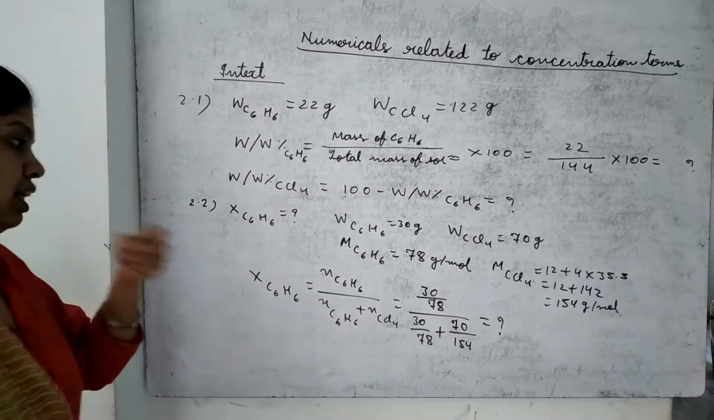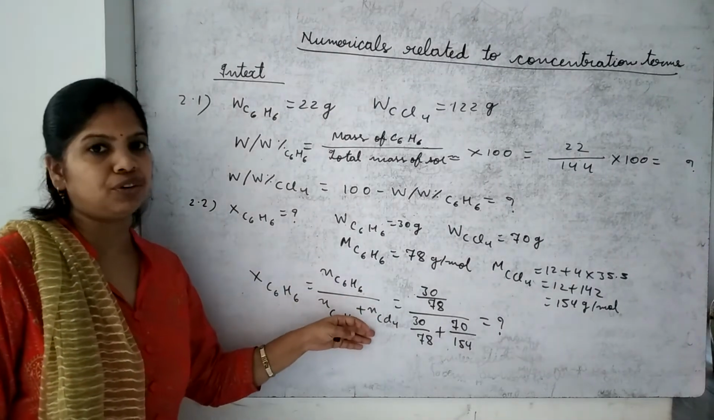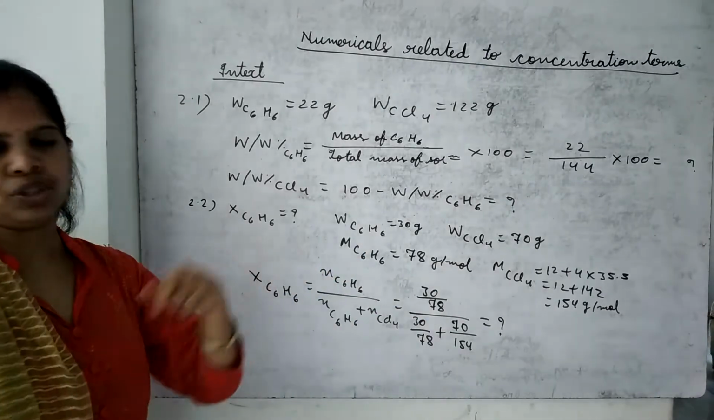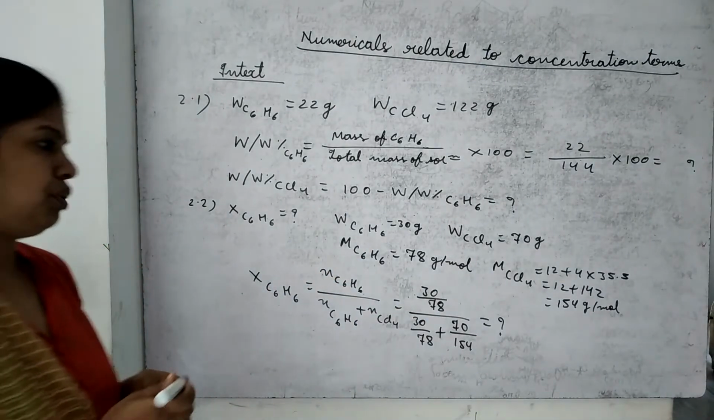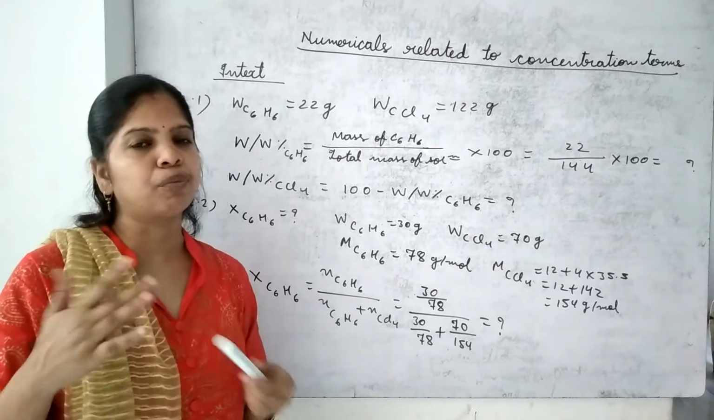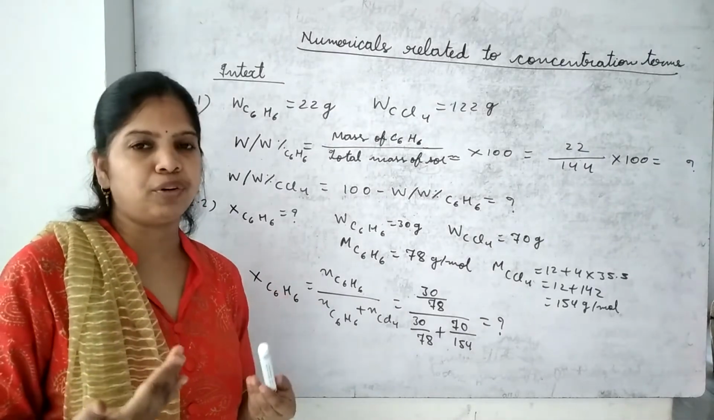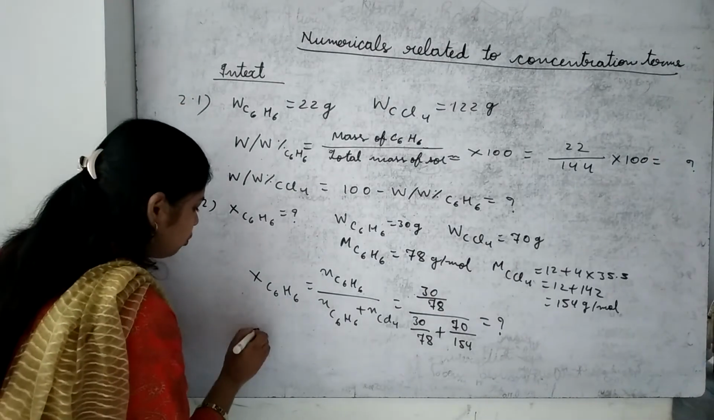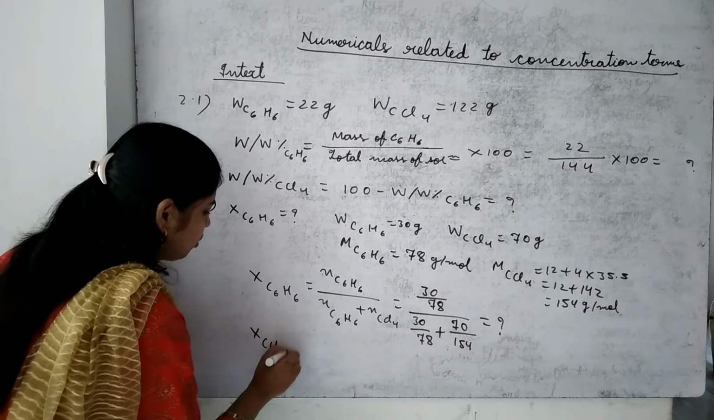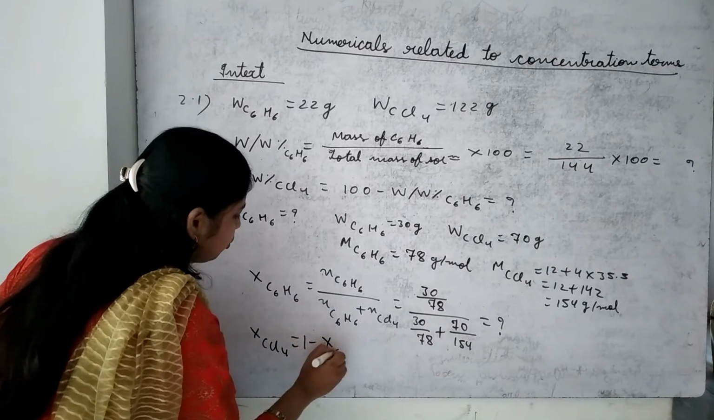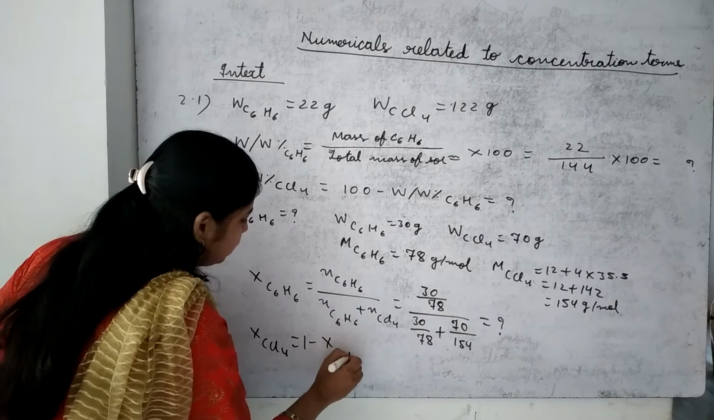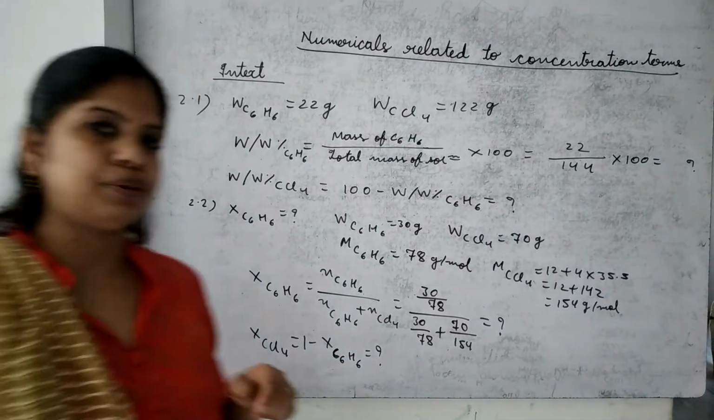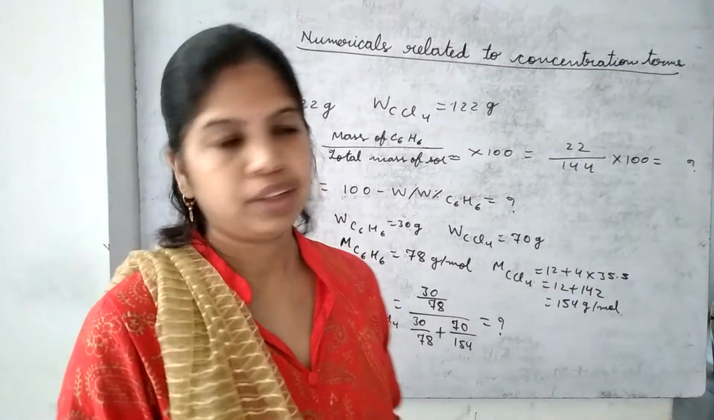And it's very easy. If you require the mole fraction of carbon tetrachloride, the other component, that is also very easy to find, because we know the summation of the mole fractions of all components in a solution is unity. So the mole fraction of carbon tetrachloride is 1 minus the mole fraction of benzene, and through this we can find the mole fraction of carbon tetrachloride also.